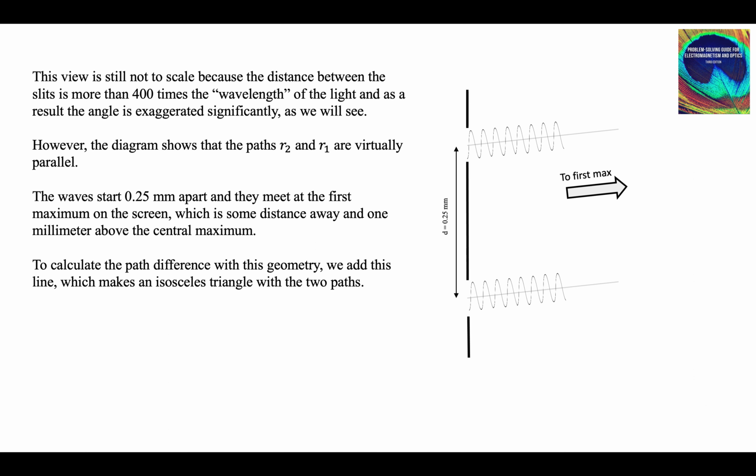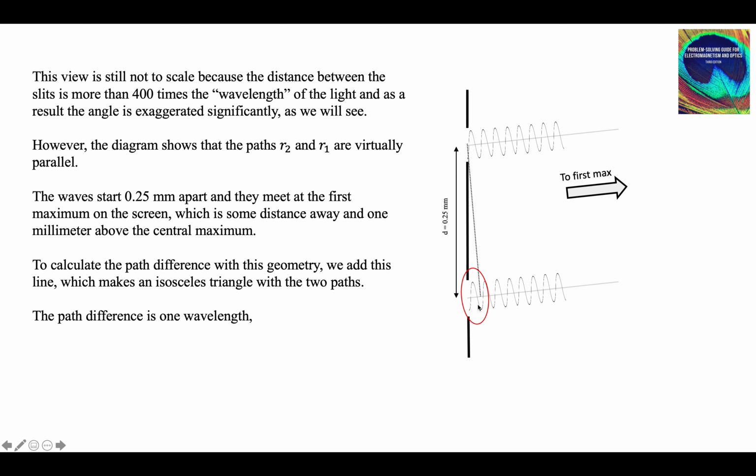We're going to make an isosceles triangle, just like we did before. And there it is. This dashed line makes an isosceles triangle. These are virtually right angles because this triangle is so sharp. The path difference is 1 wavelength, as we can see right here. Starts low, goes up, goes back down.